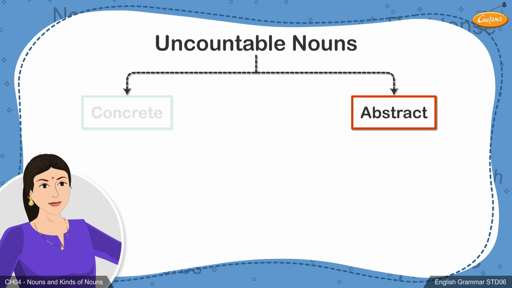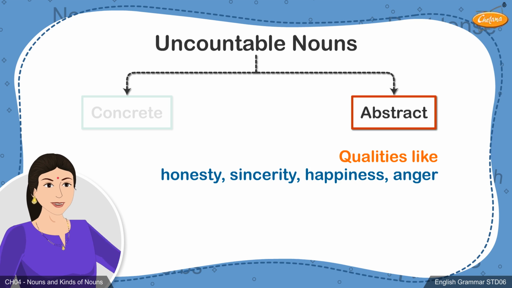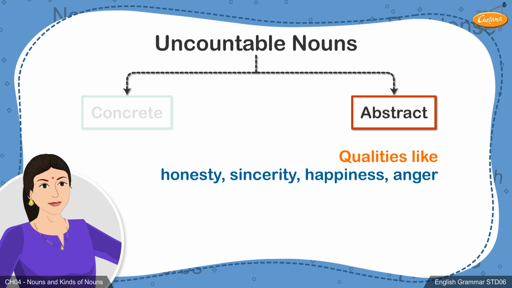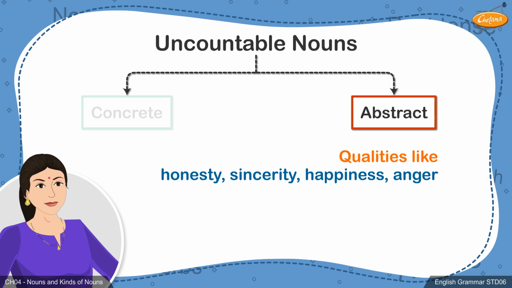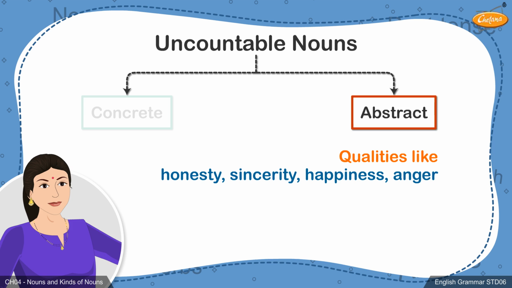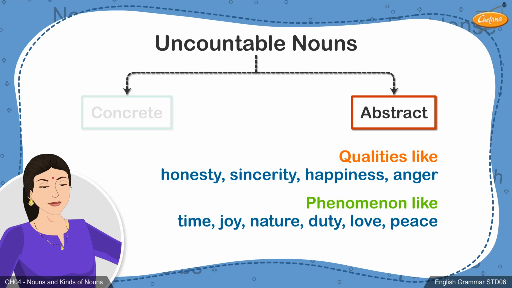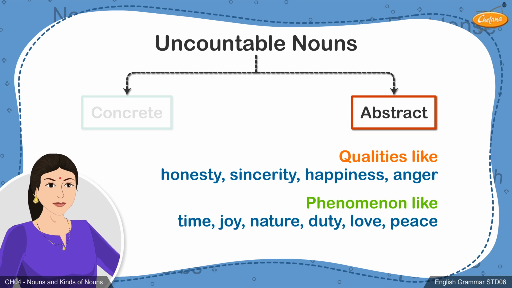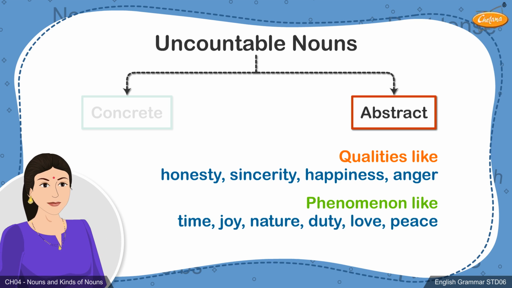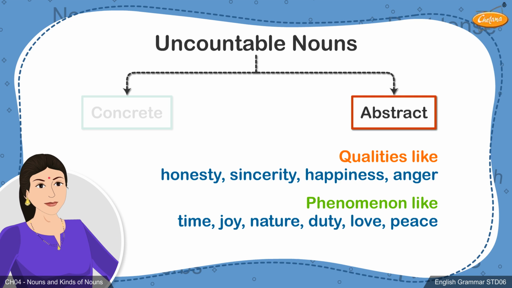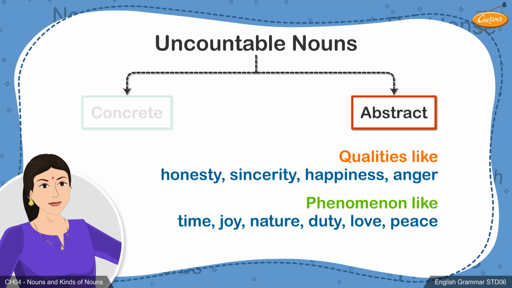Next, we will have a look at some abstract uncountable nouns. Qualities like honesty, sincerity, happiness, anger, etc. are used in a singular form when they are used in a sentence. Similarly, phenomena like time, joy, nature, duty, love, peace, etc. also cannot be represented in any other form. Hence, these nouns become abstract uncountable nouns.